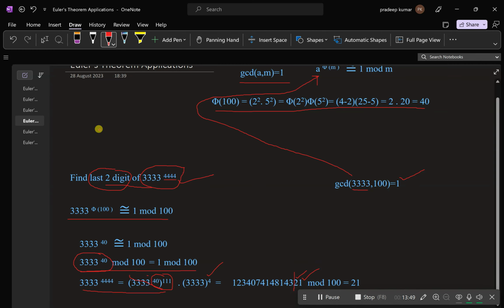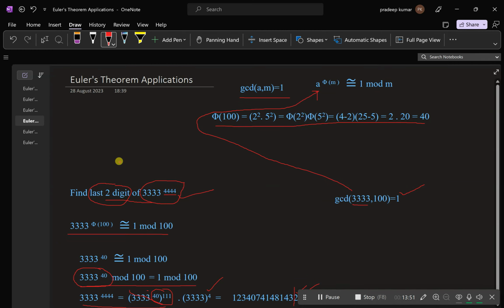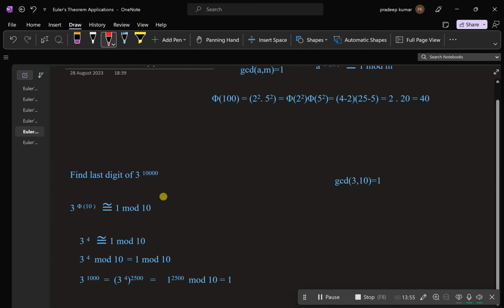Once again I am telling students, this problem is very important with respect to the exam. Next, we'll take one more problem.